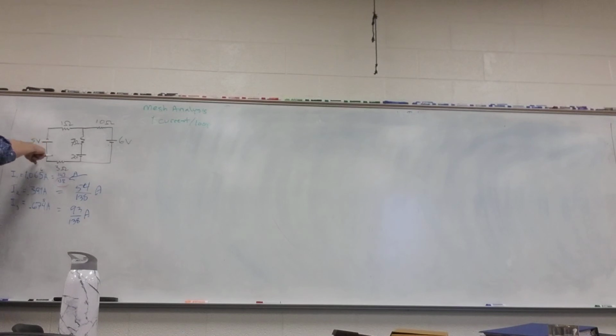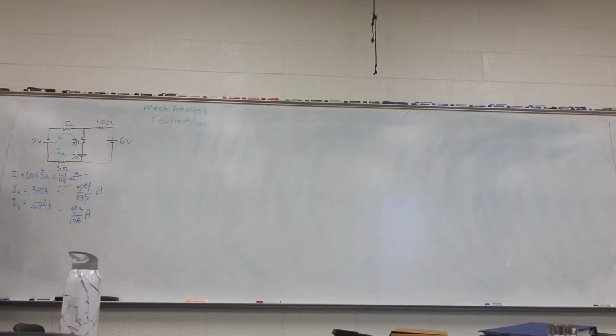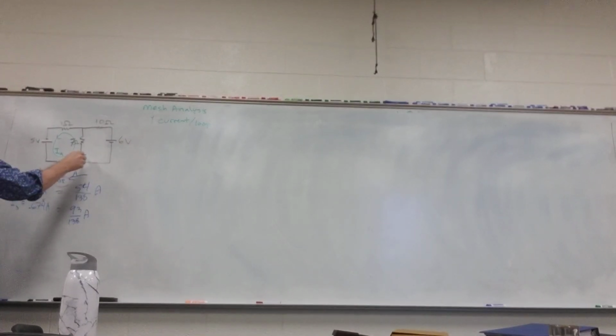So on the left loop, I'm just going to either go clockwise or counterclockwise. It doesn't matter which way I do it. I'm going to establish it, and I'm going to go with it. And I'm just going to go counterclockwise, just because. And I'm going to label that I sub A, so as not to confuse it with what we have here as I sub 1. And I'm going to do the right loop instead of the whole thing, just because. And I'm going to go counterclockwise again. I'm going to call that I sub B.